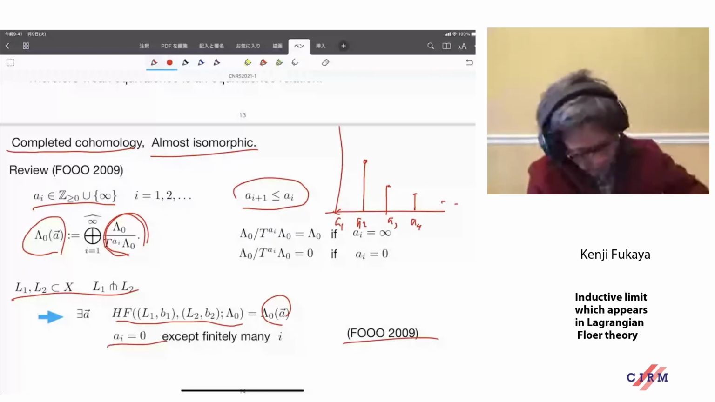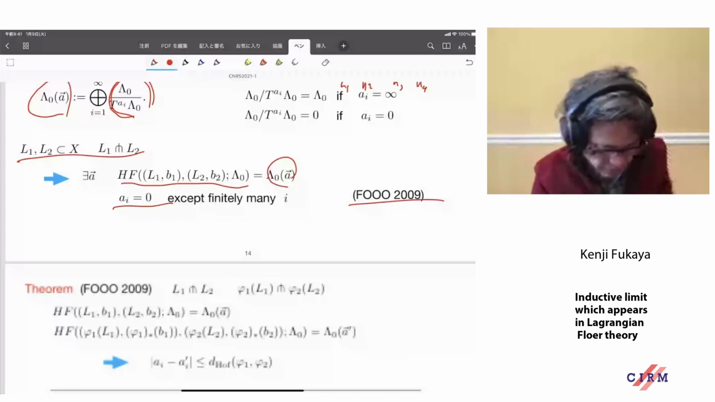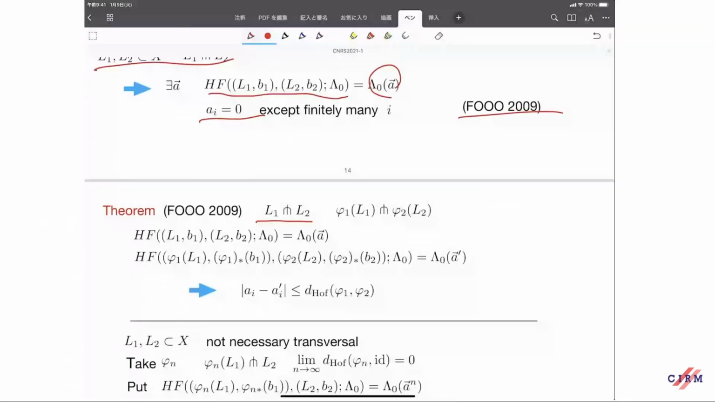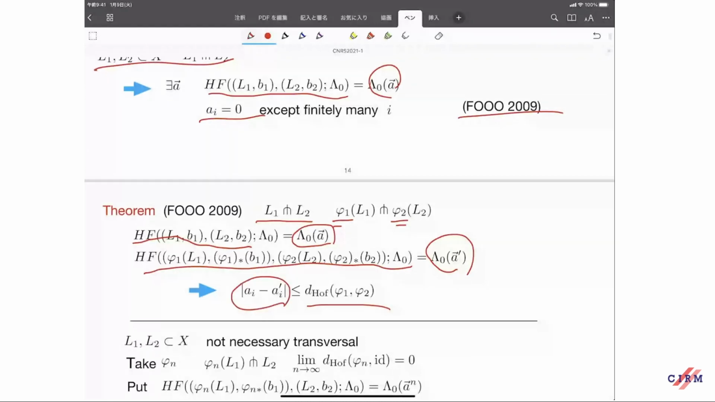And moreover, we prove the following. Suppose you have these two Lagrangian submanifolds L1 and L2, which are transversal, and you have two Hamiltonian isotopies, so that after moving L1 and L2, they get transversal again. And suppose that the Floer homology is Lambda 0 with a vector a, and after taking this Hamiltonian isotopy, you take this a vector prime, and then the difference of these exponents is not greater than the Hofer distance of phi and phi2. This is something we proved in our book.